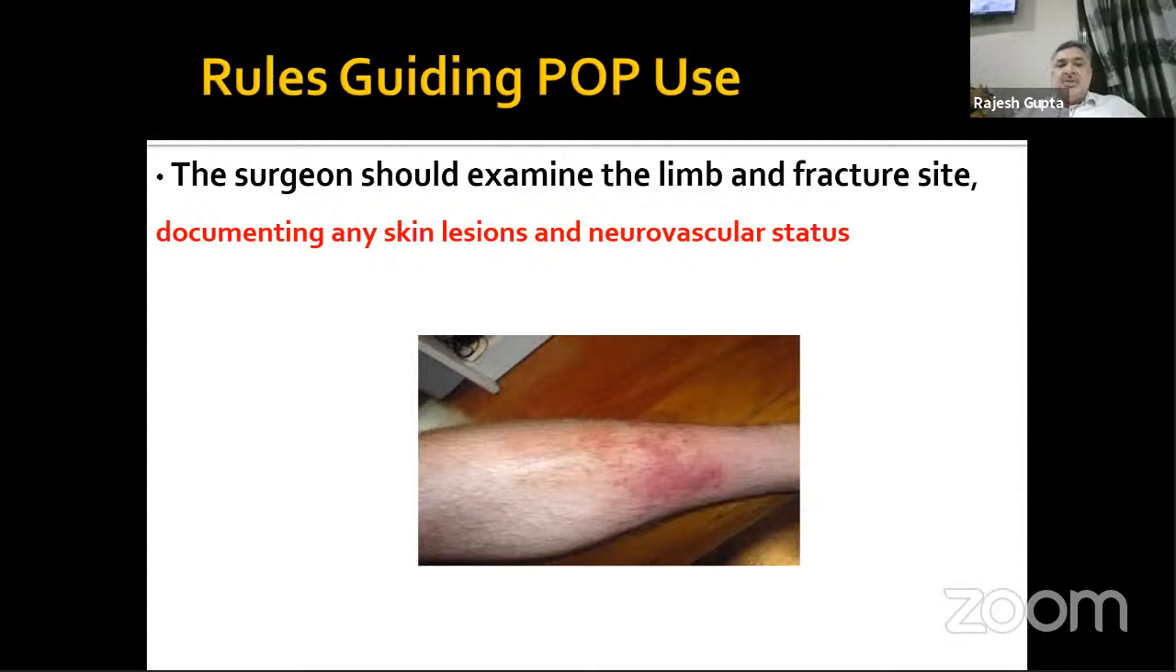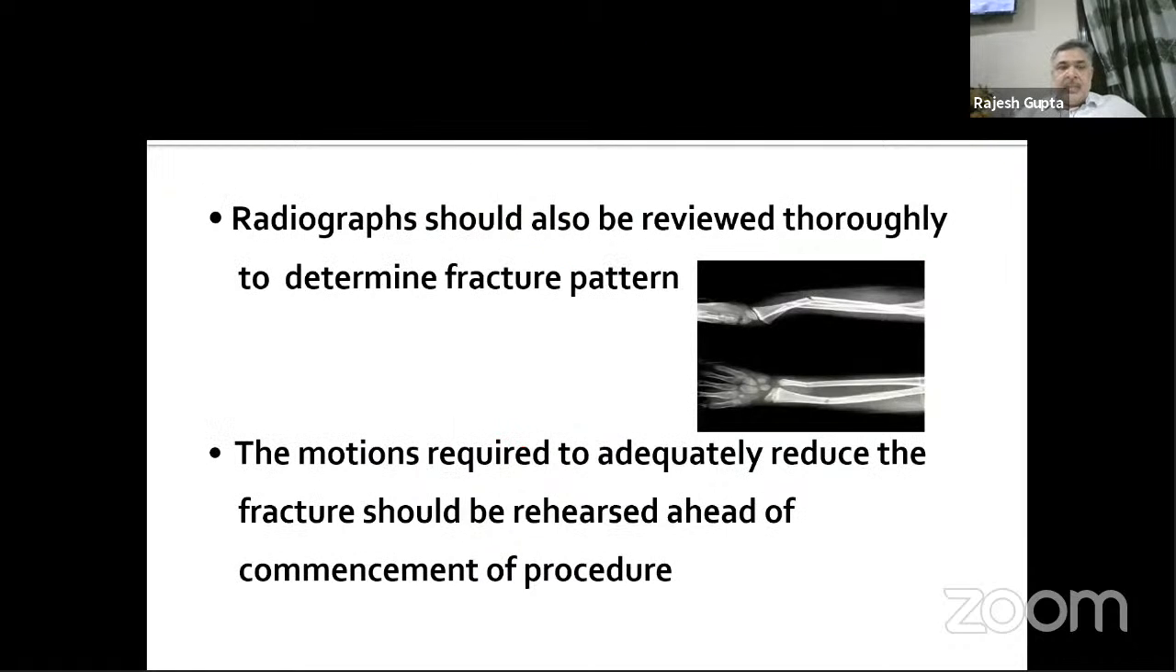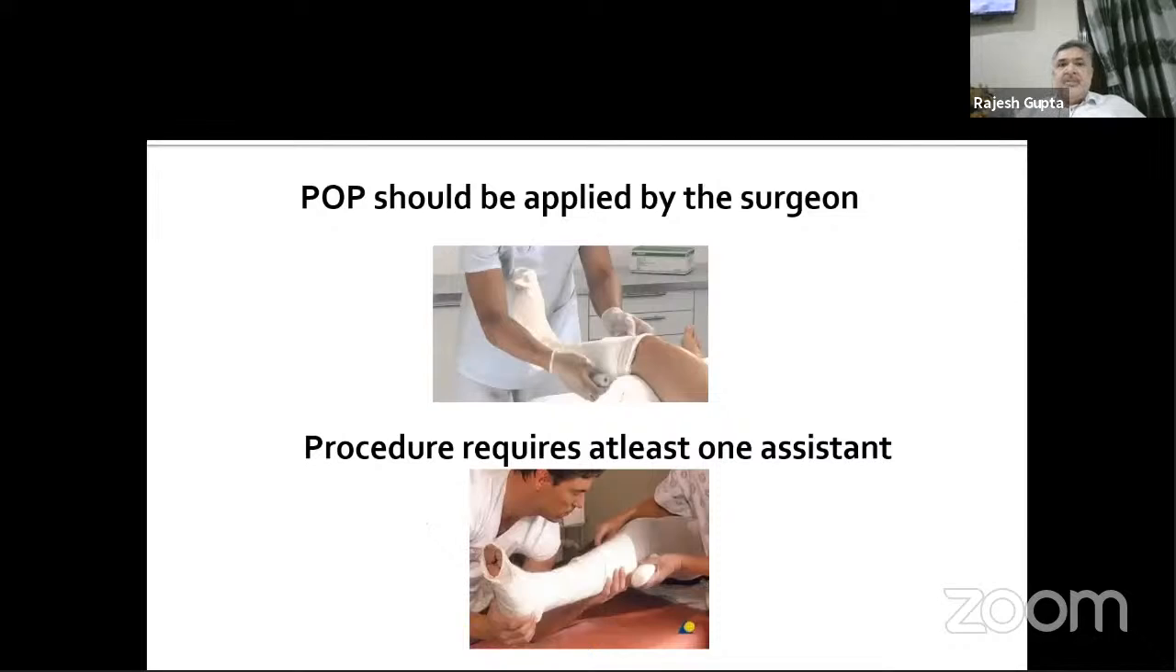The surgeon should examine the limb and the fracture site, documenting any skin lesions and the neurovascular status. Very important. The radiograph should be reviewed thoroughly to determine the fracture pattern. The motion required to adequately reduce the fracture should be rehearsed ahead of the commencement of the procedure. POP should be applied by the surgeon and not by the assistant or the plaster room boys. Plaster procedure requires at least one assistant.